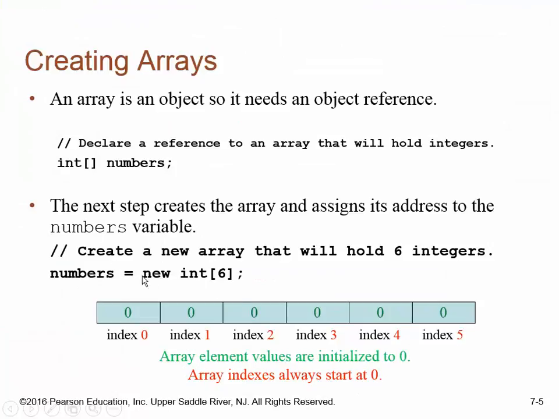When you create an array, you can do it in two steps like they have here: int numbers; then numbers = new int[6]; or you can combine that into one line. When you do that, you now have an array with 6 elements in it: element 0, element 1, element 2, element 3, element 4, and element 5. Array indexes, as it says, always start at 0. They're sometimes referred to as index 0 through 5. Sometimes it's subscript 0 through 5, or just sub 0 through 5, and that's usually the way I refer to them.